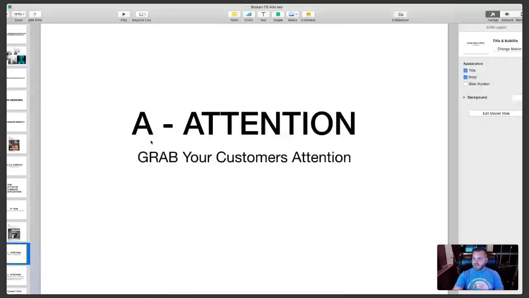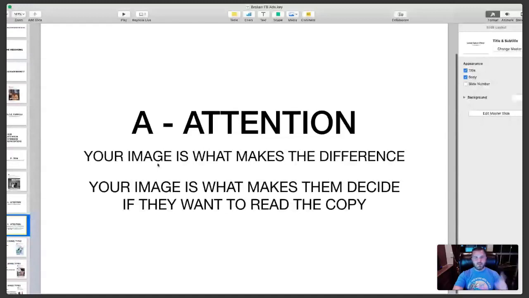Now, the best way to do that is with your image. And I just alluded to that earlier. Your image is what makes the difference. Your image is what makes them decide if they even want to continue reading your copy. So you have to first grab their attention with the image. Now, there are 3 different image types that we can use. The first type is what's called a native image.